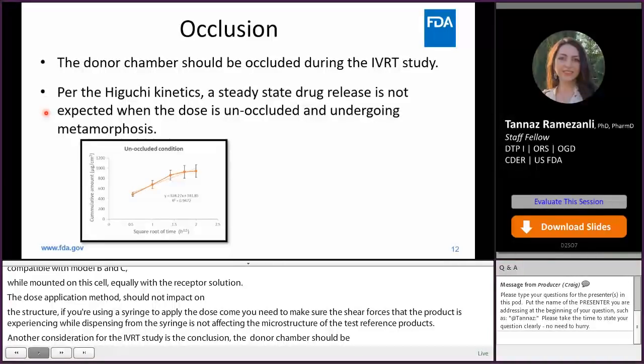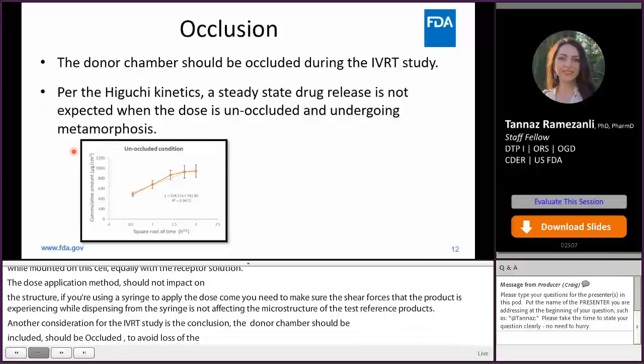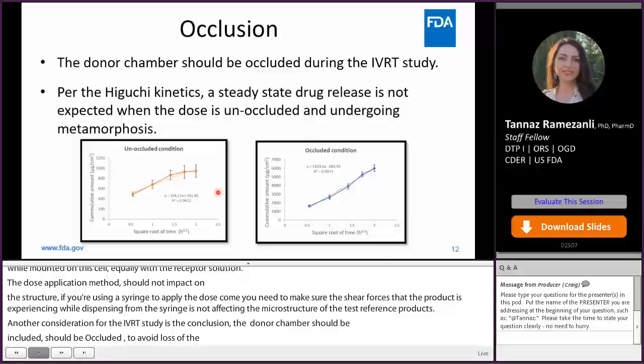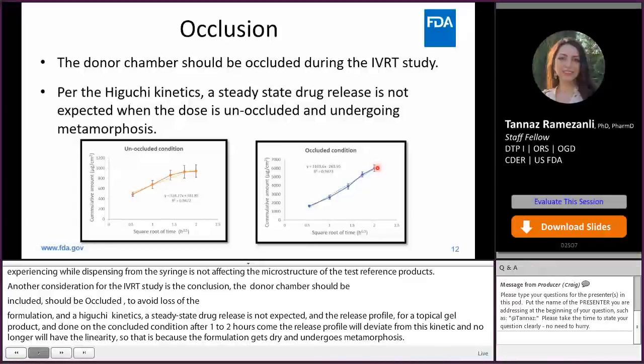As an example, here is the release profile for a topical gel product when it was done under unoccluded condition. And you can see after 1 or 2 hours, the release profile starts to deviate from the steady-state kinetics, and we no longer have the linearity. That's because the formulation gets dried and undergoes metamorphosis. But when the same product was evaluated using the same IVRT method under occluded condition, we were able to achieve the steady-state kinetics during the 4-hour study and obtain a suitable linearity of the release profile.